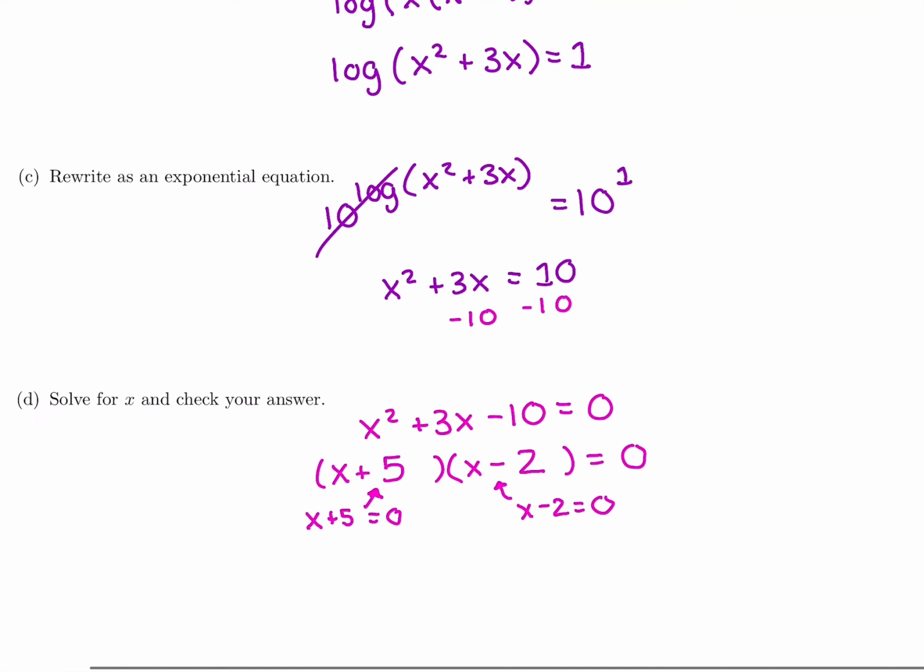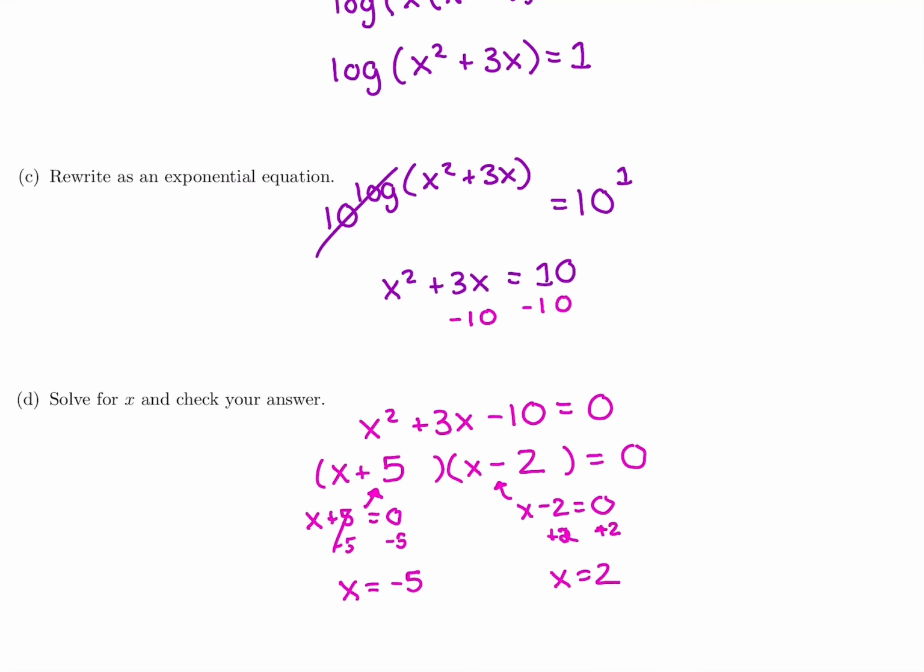Well, what makes x plus 5 0? You could subtract 5 from both sides if you can't tell by looking at it. x must be negative 5. And on the other side, x minus 2 is 0. We can add 2 to both sides and we get x is positive 2.